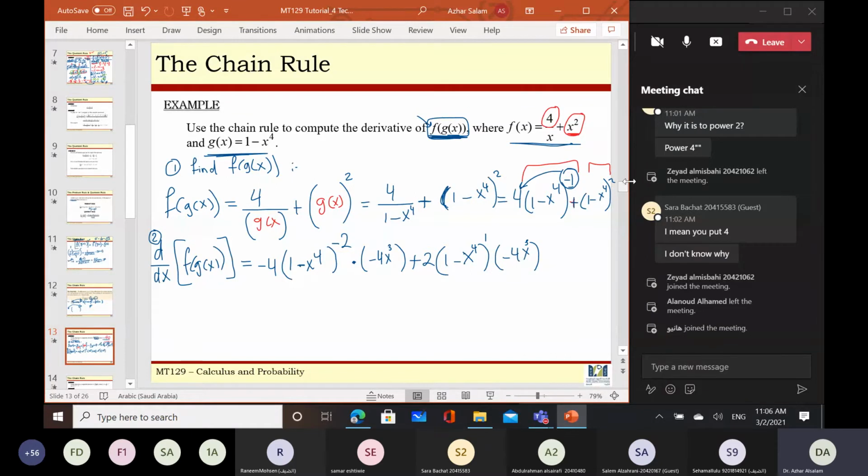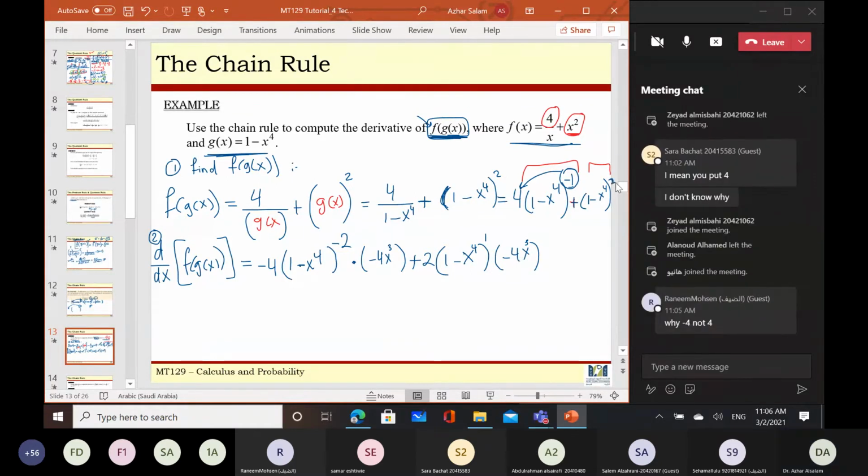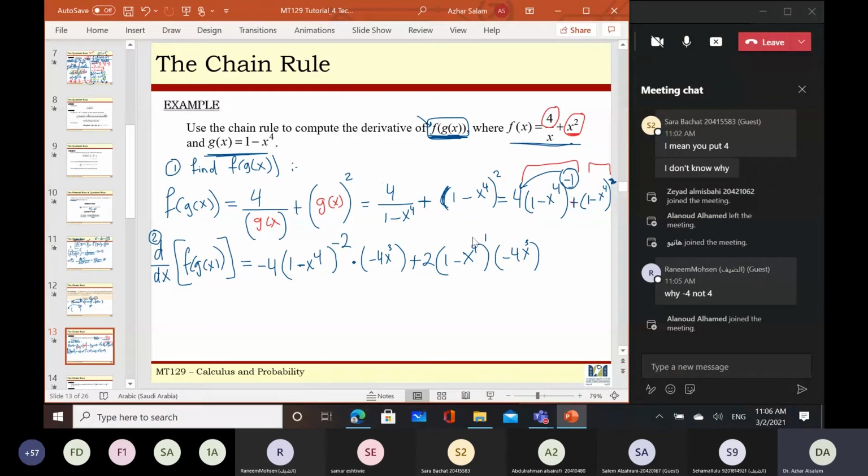I will repeat this derivative. First, I took down the exponent 2 and multiplied it by the bracket. 2 multiplied by this bracket. And I subtracted 1 from the exponent, so it gave me 2 minus 1, power 1. Okay. This one is 2 minus 1. Then multiplied with the derivative of what is inside the bracket, which is minus 4x cubed. Why minus 4 and not positive 4? Because here I have this negative sign. Okay, I differentiated the 1. The derivative of 1 is 0, so it's 0 minus. I have to keep this sign.